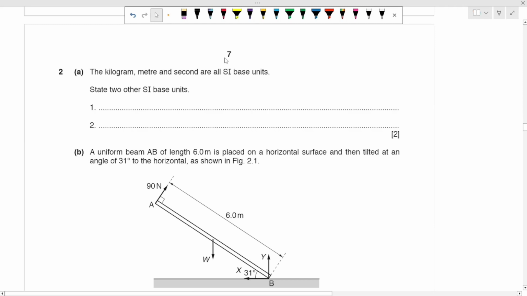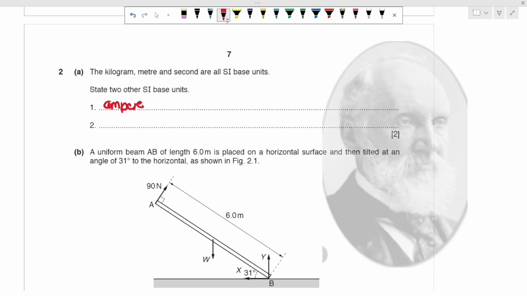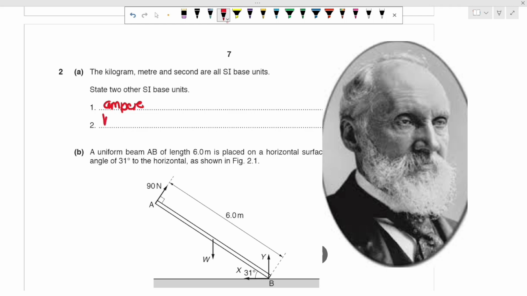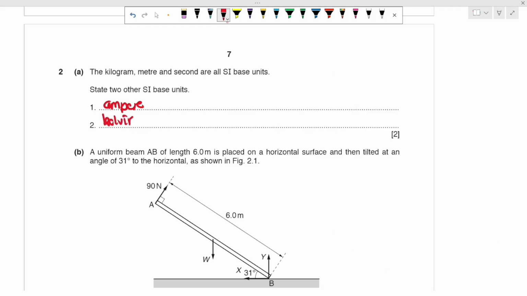Moving on, question two. The kilogram, meter, and second are SI base units. State the two other base units. Well, one is for current, which is the ampere. And then the other one is the Kelvin, named after the famous Lord Kelvin, who discovered this unit. Very, very neat guy, right? So it's going to be the Kelvin.